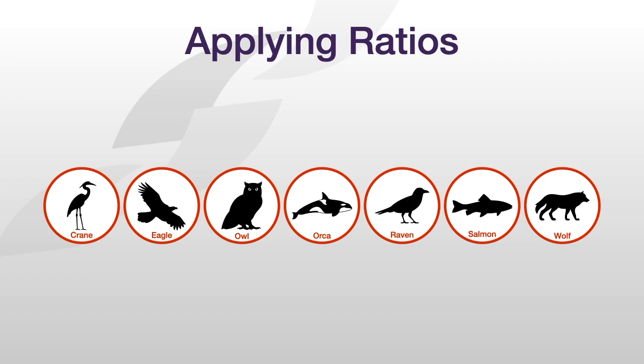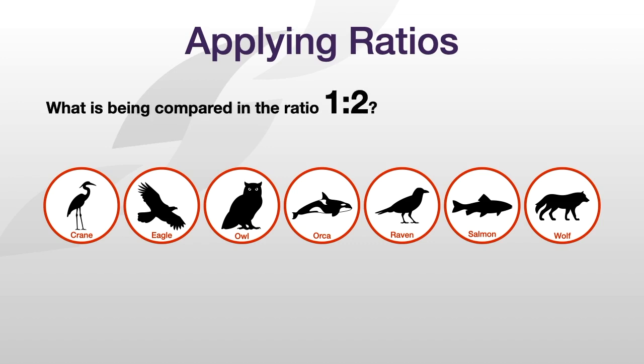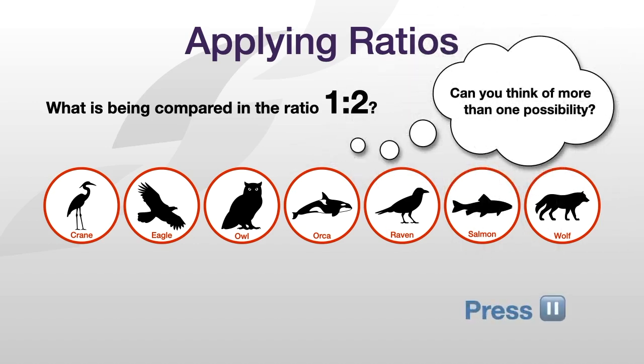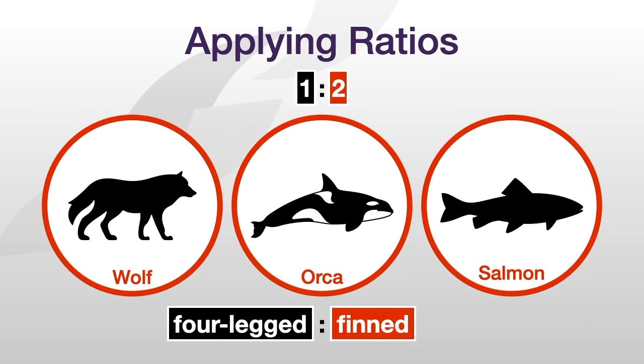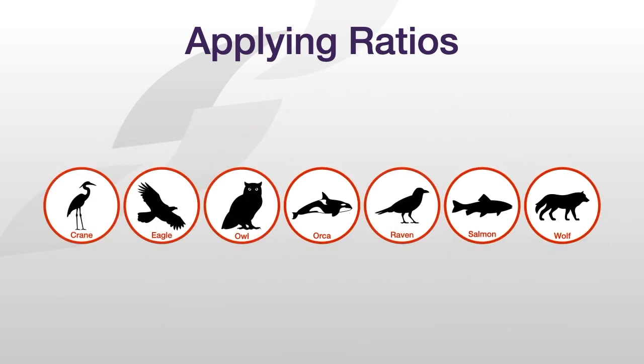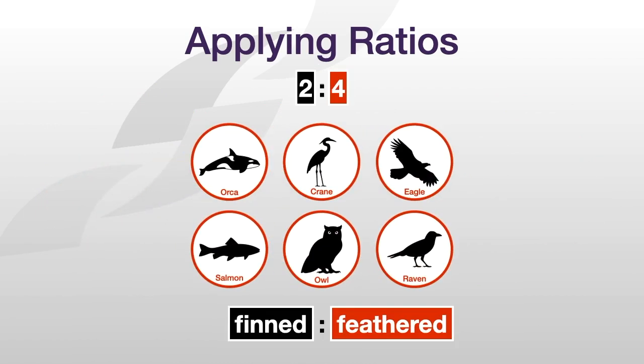Consider the following four-legged, feathered, and finned animals and the ratio 1:2. What is being compared in the ratio 1:2? Think of as many possibilities as you can. You might have compared the number of four-legged animals to the number of finned animals. There's at least one more possibility. You might have compared the number of finned animals to the number of feathered animals.